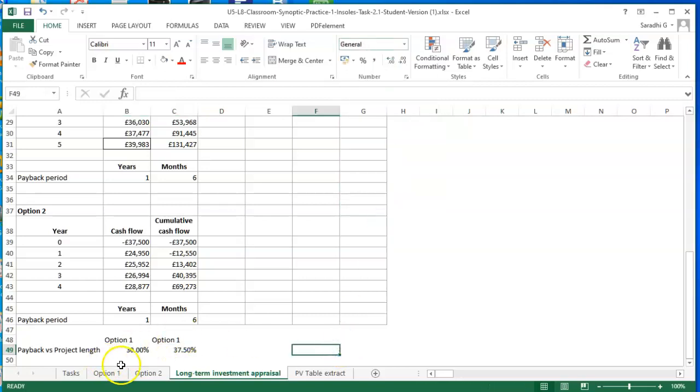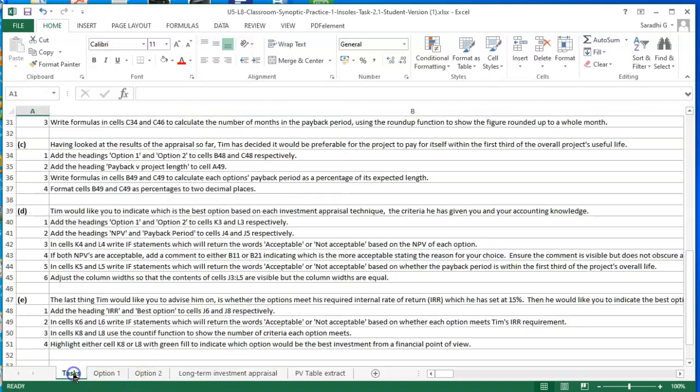Okay, so one is fulfilled within 30% of the life and the other one is taking 37 points. So it is not within the third of the life of the project, it's more than that. So that's part C. Let's look at part D.